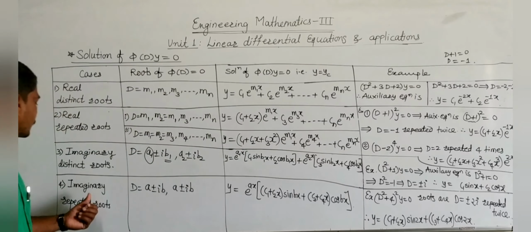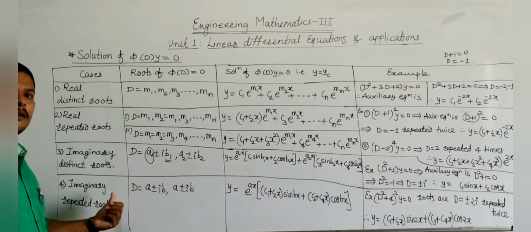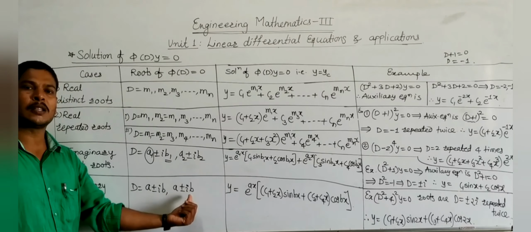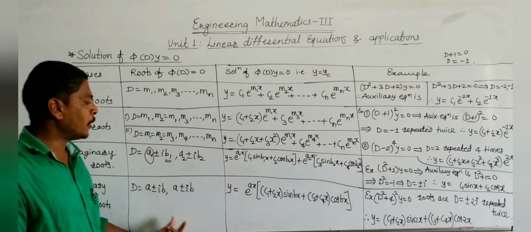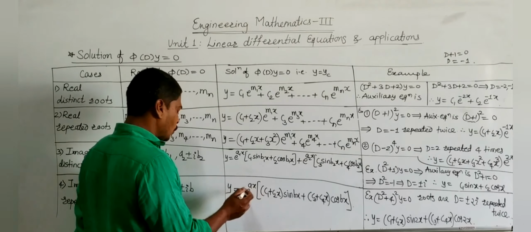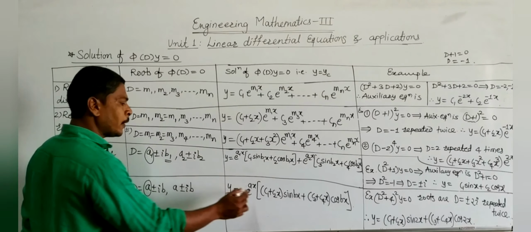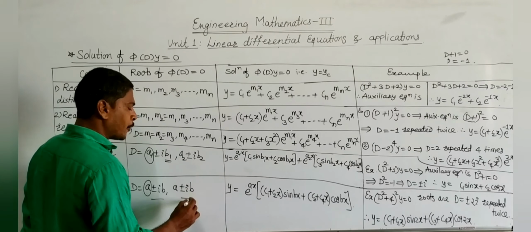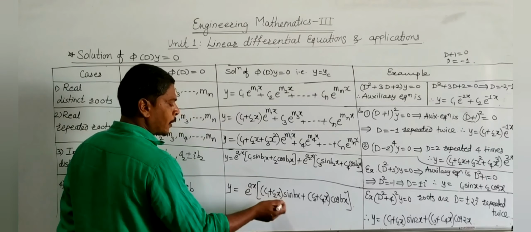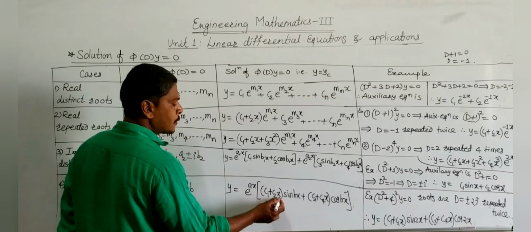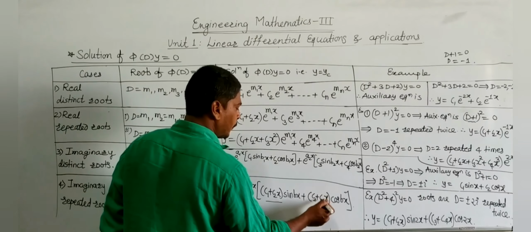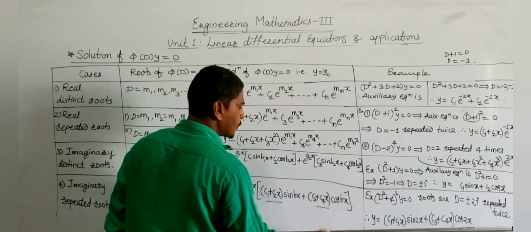Another case, the fourth case, is if roots are imaginary and repeated. Suppose these roots are a plus minus ib and a plus minus ib. These are repeated roots. So in that case the solution becomes e raised to this real part a into a bracket; due to the roots being repeated twice, instead of constant c1 we write a linear factor of x: (c1 plus c2x) sin bx plus the next linear factor (c3 plus c4x) cos bx.